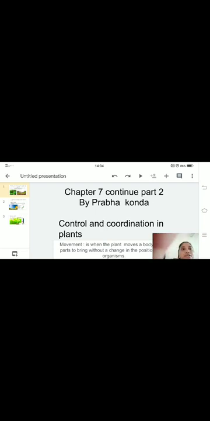Continuation of chapter number 7 part 2, that is control and coordination in plants. Before going deep into the lesson, first let us go through some of the definitions so that we may understand the chapter clearly.